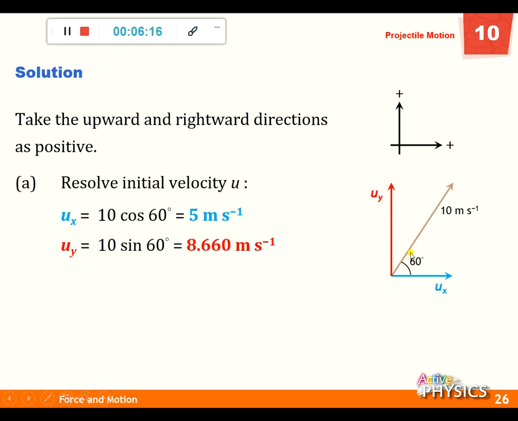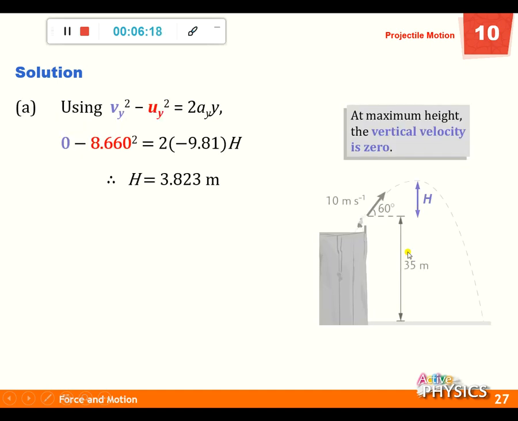Horizontal one, cosine, vertical one, sine. And then apply the equation. Here, we want to find out the maximum height given Uy. And also, because at maximum height the momentum is zero, Vy should be 0. Put it in, then you can see that it is 3.8 meters.